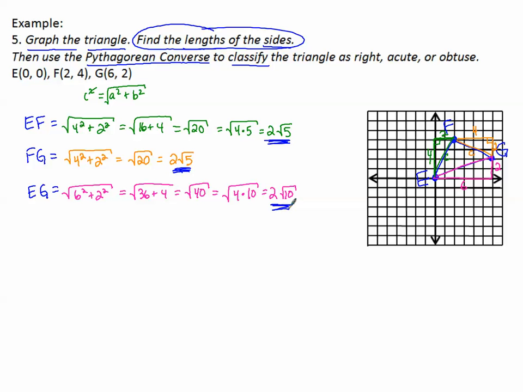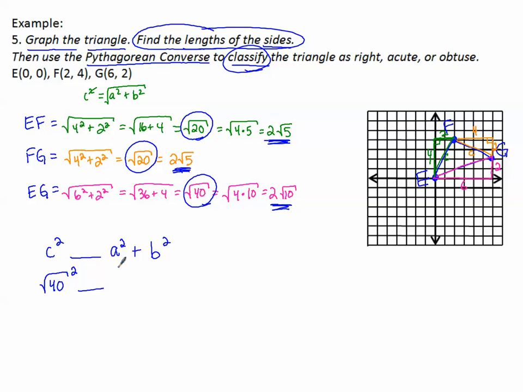So I have the lengths: 2 square roots of 5, 2 square roots of 5, and 2 square roots of 10. Now I need to classify the triangle. So now I'm going to do c squared blank a squared plus b squared. I want to see, is it a right triangle? Now, I know I simplified these 3 side lengths, but it's going to be easier to use the non-simplified version of my answer. The largest of these 3 numbers is the square root of 40, so we'll put that in here. Square root of 40 squared, blank, square root of 20 squared plus square root of 20 squared, the other 2 sides.